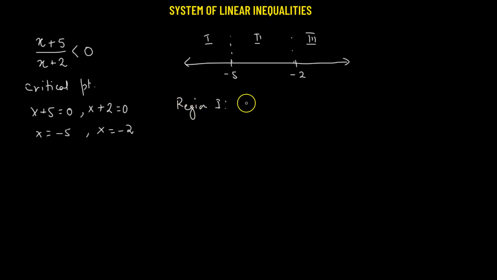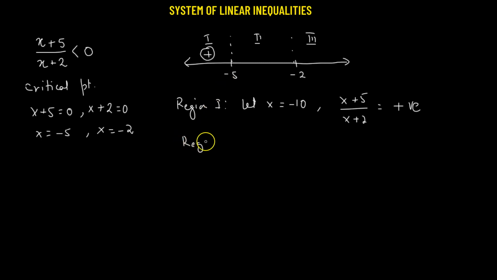So in region number 1, we'll suppose that x is equal to negative 10. Then our expression, which is (x plus 5) divided by (x plus 2). So if we substitute x with negative 10, this gives us a positive value. So that means region 1 will be a region of positive values.